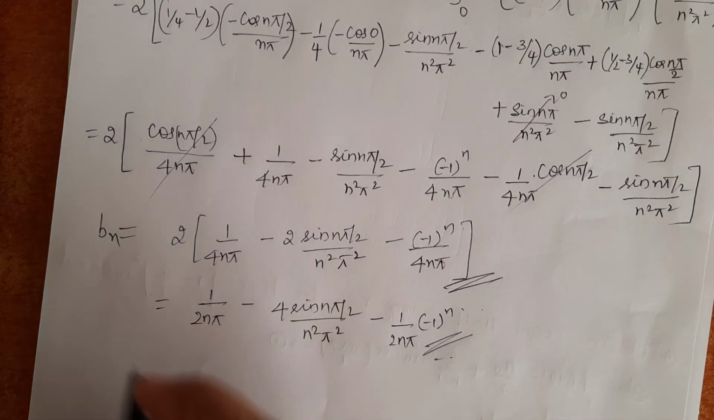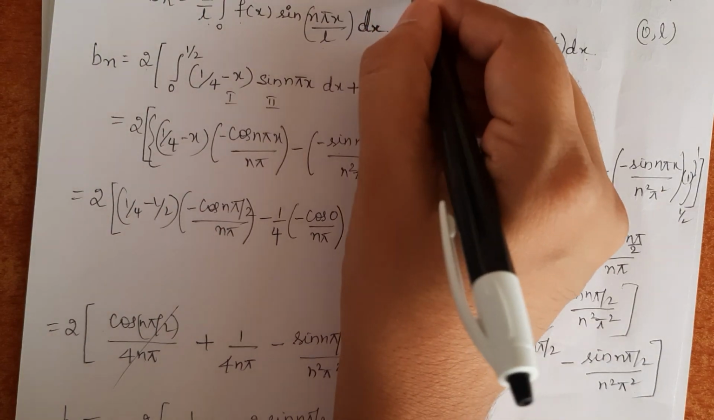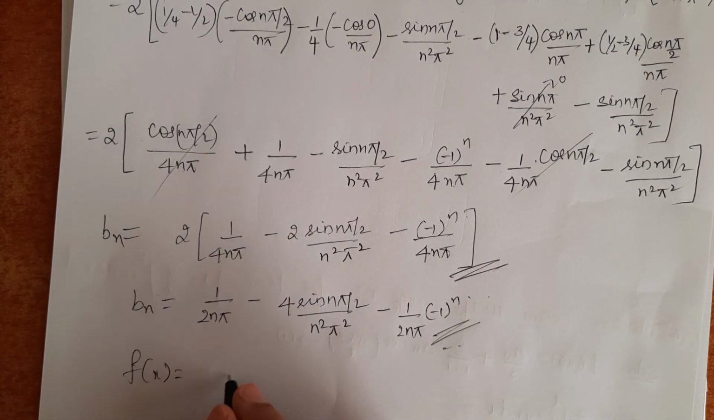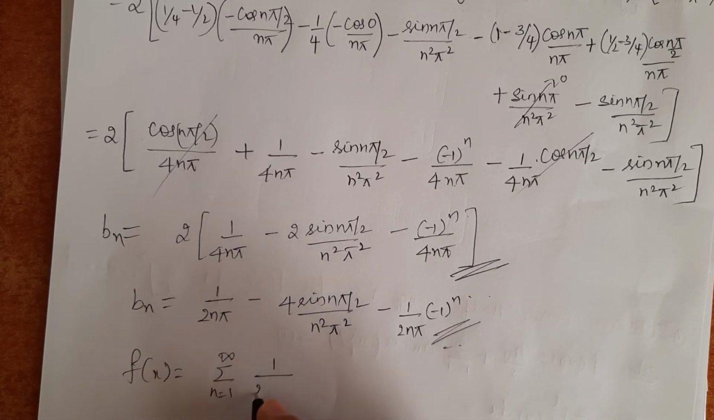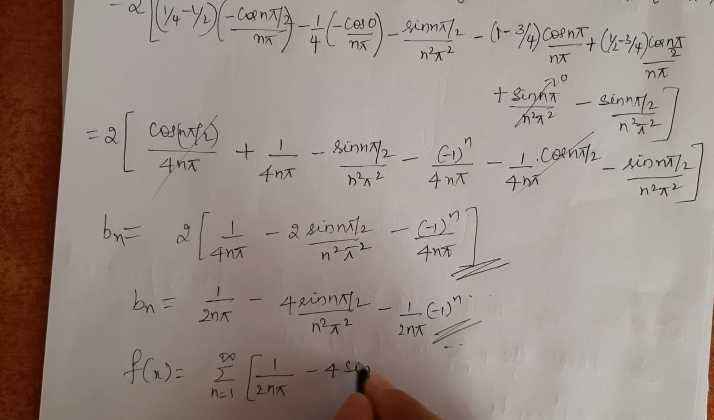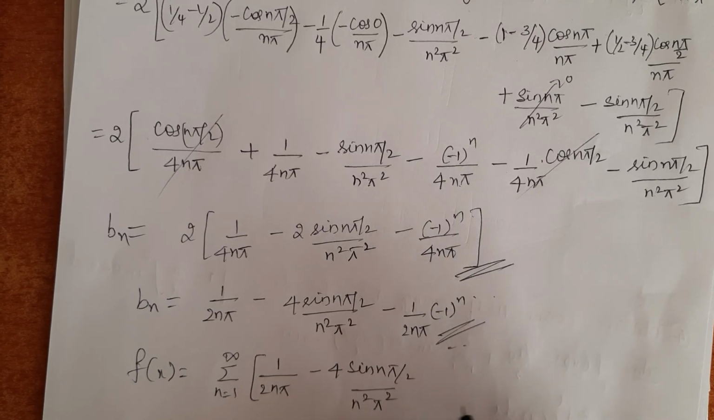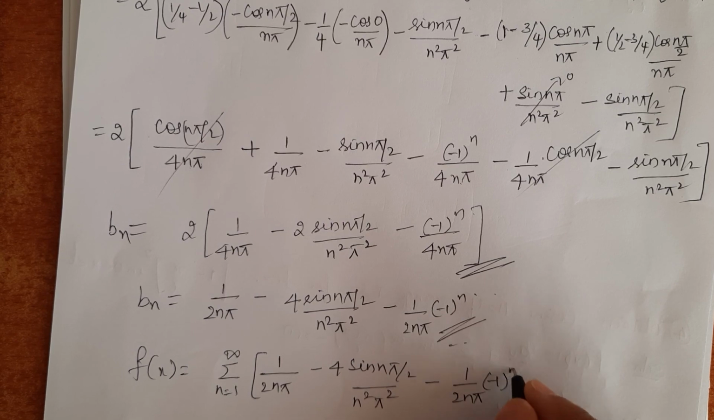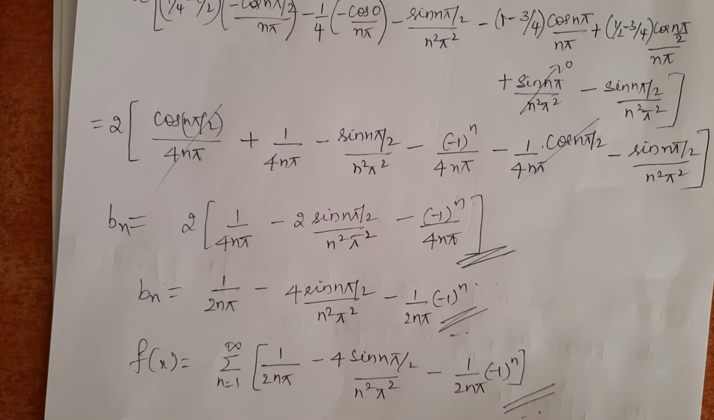So, after obtaining Bn, we should substitute back in equation 1. That gives f of x equals summation n equals 1 to infinity, Bn is 1 by 2n pi minus 4 into sine n pi by 2 divided by n square pi square, minus 1 by 2n pi into minus 1 to the power n. This is the required sine half range Fourier series.